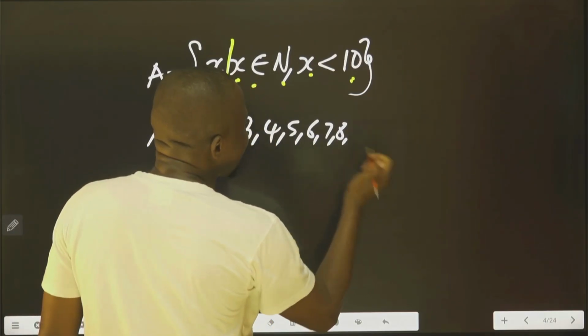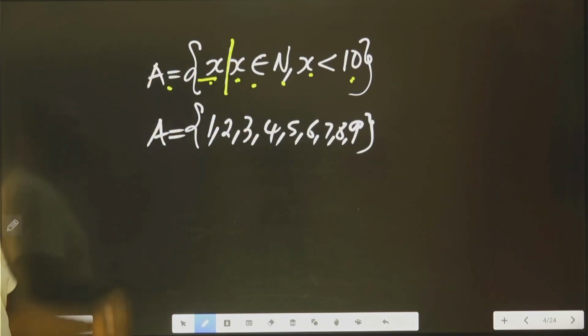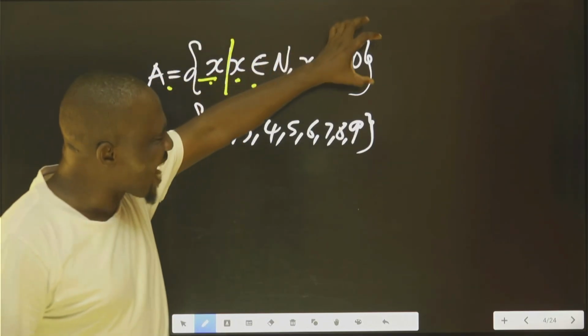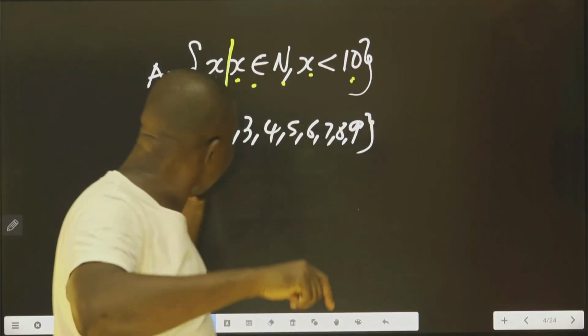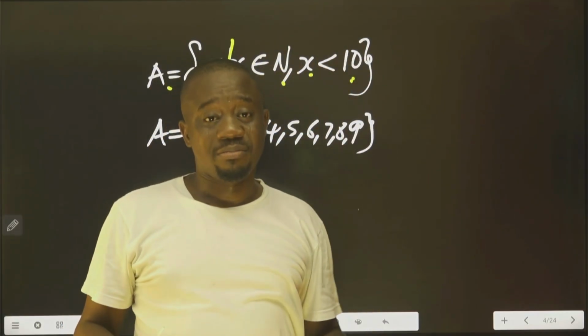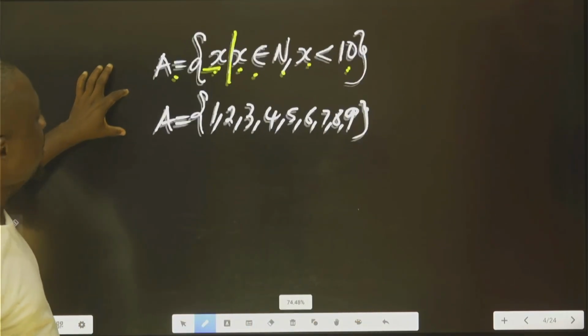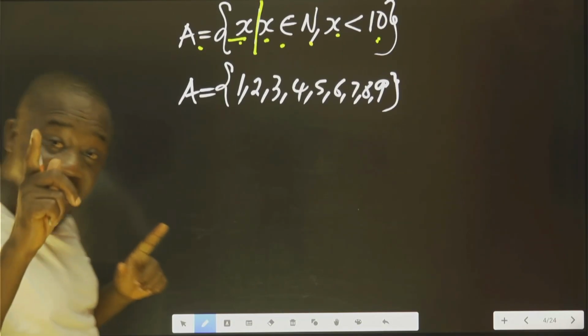Because less than means less than, that means 9 should be the last one here. Okay? Less than 10. So this is like a description, and this is writing out what the description is describing. We are looking at builder notation and roster. Let's see the next one.